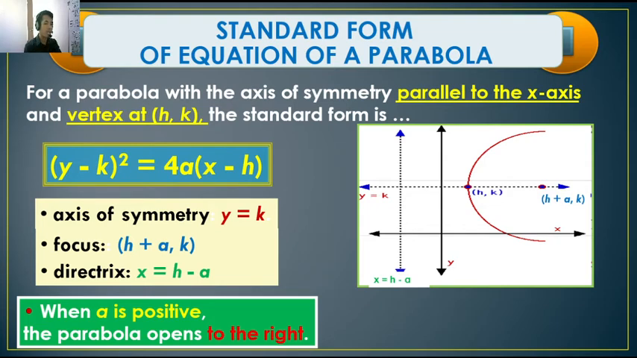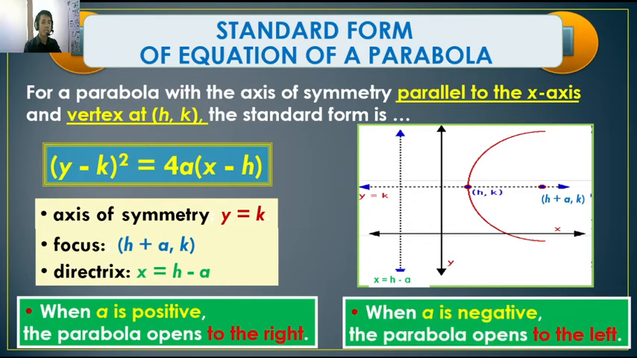So when a is positive, the parabola opens to the right. Okay? When a is negative, the parabola opens to the left. Okay? So this time, if y is being squared, then the parabola opens sideways, either to the left or to the right. It depends on the sign of our a.